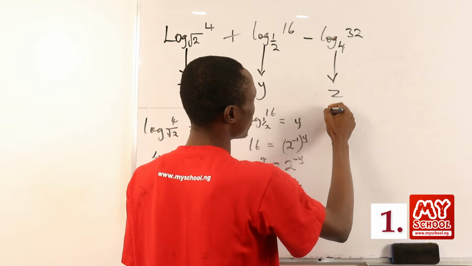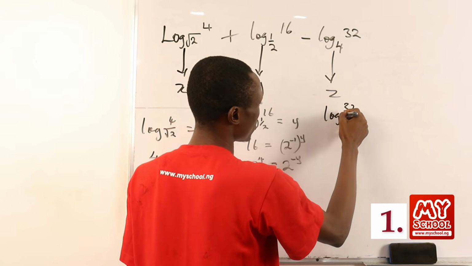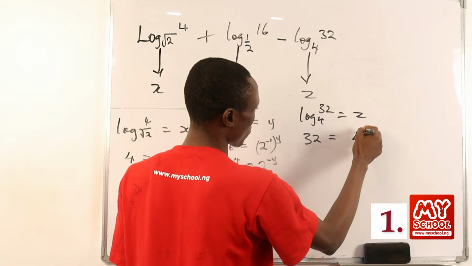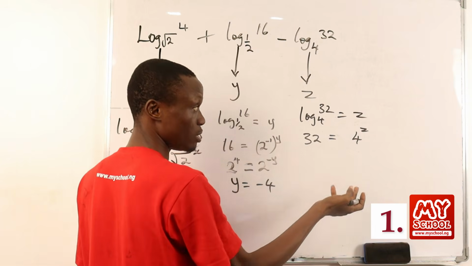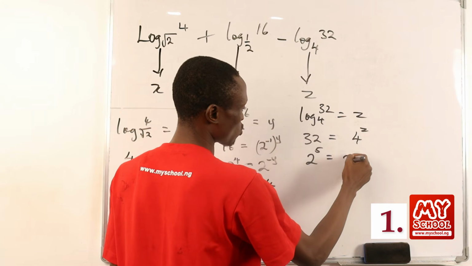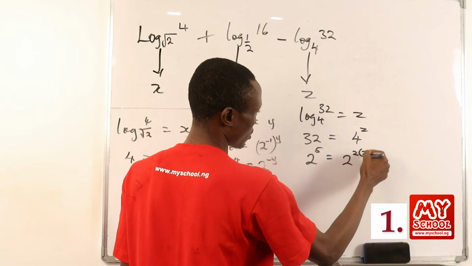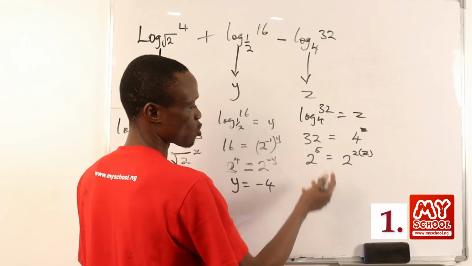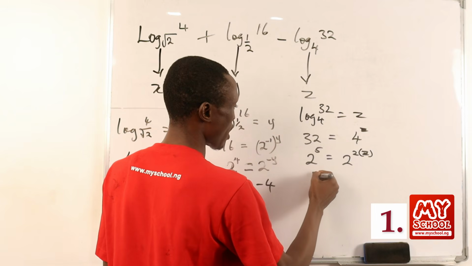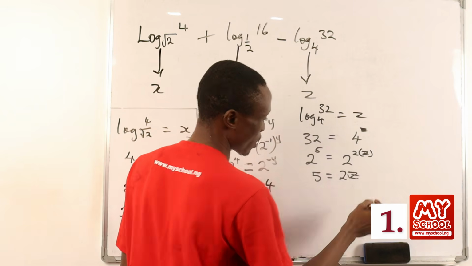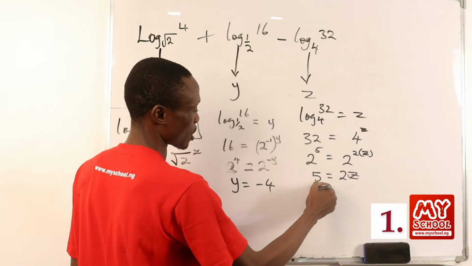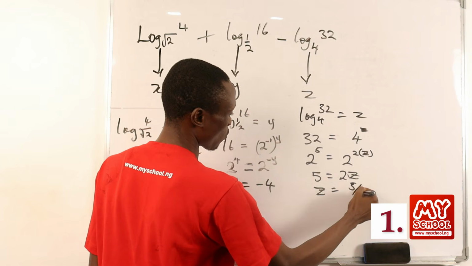Here we are saying let log 32 base 4 be equal to z, so that 32 is equal to 4 raised to power z. We just express in index form. So here we're having 2 raised to power 5 is equal to 2 raised to power 2z. Since the bases are the same, we can equate the powers so that 5 is equal to 2z. Then we divide both sides by the coefficient of z to get the value of z, so that z is now equal to 5 all over 2.